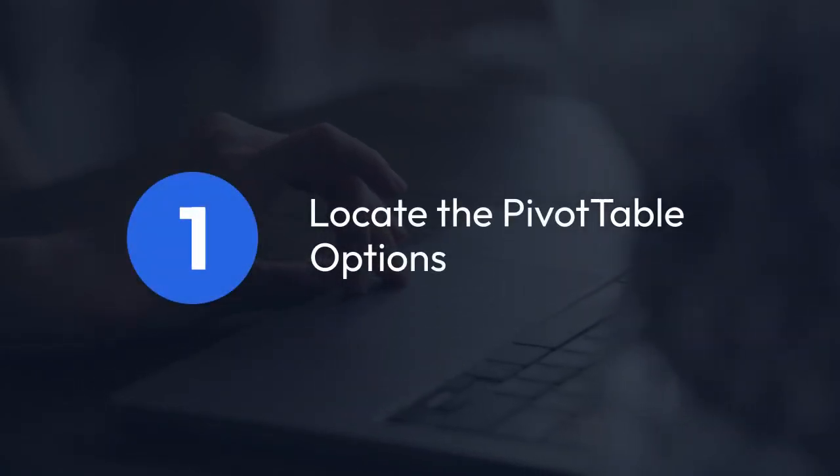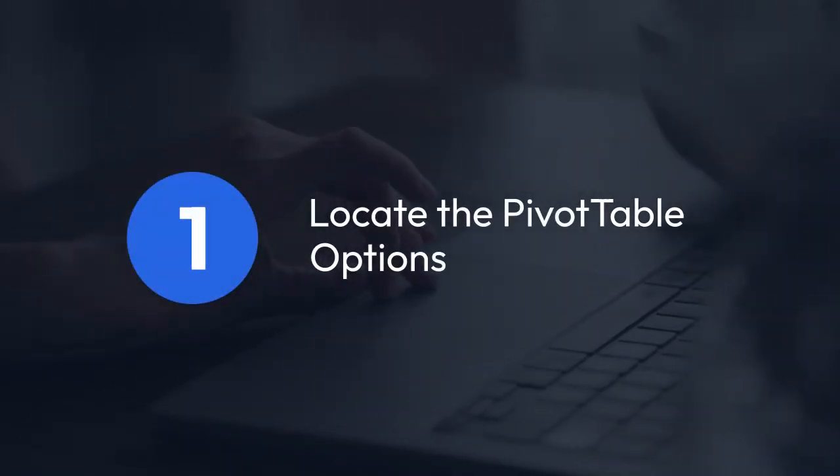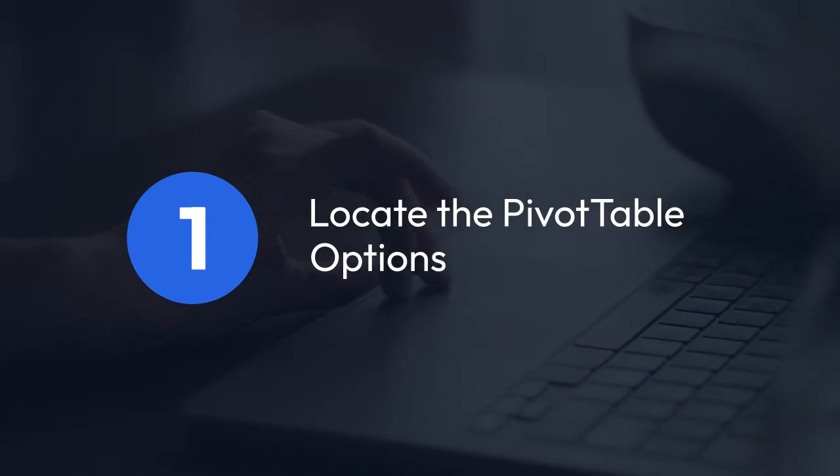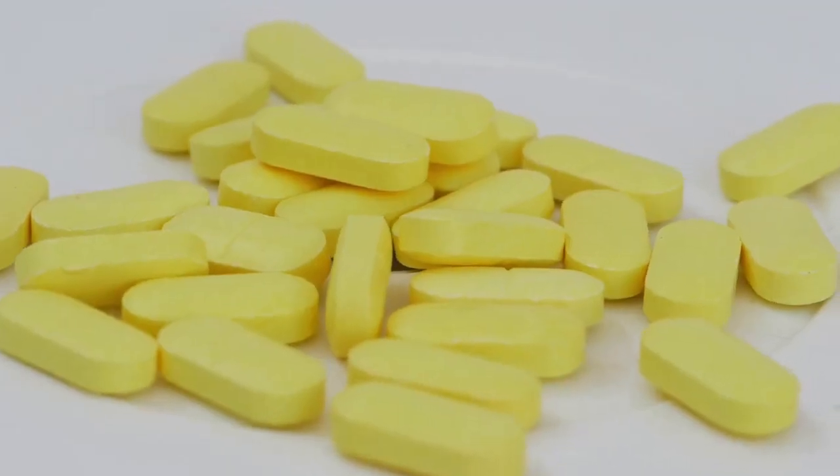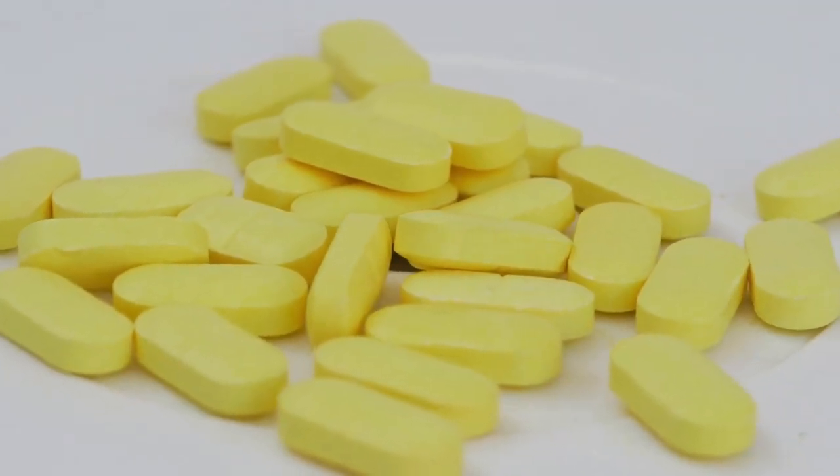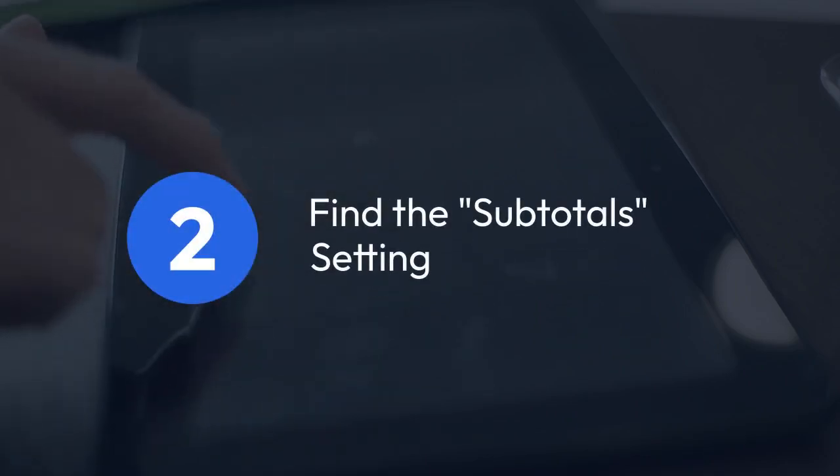1. Locate the pivot table options. First, you need to find the settings for your pivot table. Usually, this involves right-clicking anywhere within the pivot table itself. This will bring up a context menu.